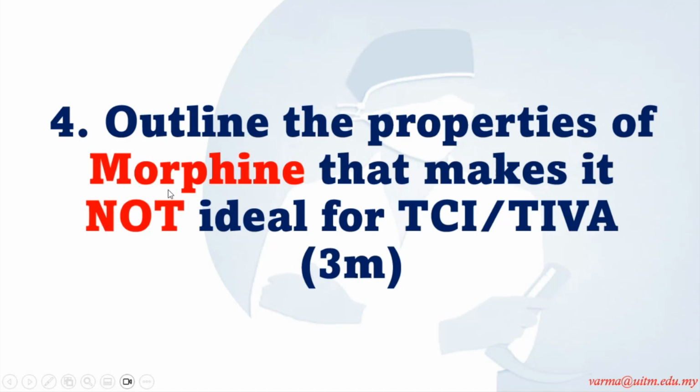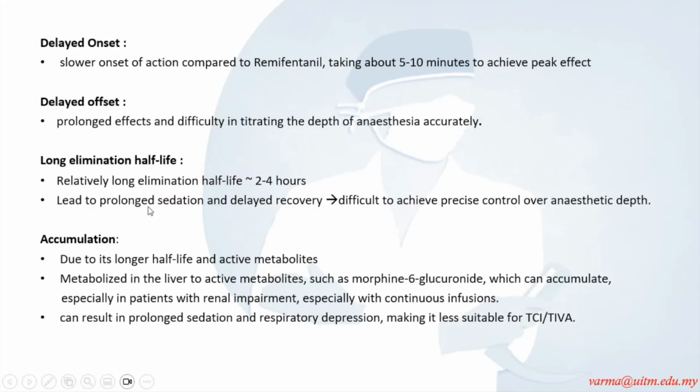Next, the question should be why remifentanil is a better drug, but we will look into it later. So now we first look into why morphine is not an ideal agent for TCI TIVA. This question can be morphine, fentanyl, tramadol, whatever. I just chose morphine for the question's sake and discussion. Again, the answer will be somewhat similar to midazolam. Slower onset of action compared to remifentanil, taking about 5 to 10 minutes to achieve peak effect.